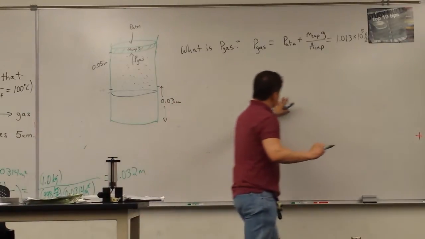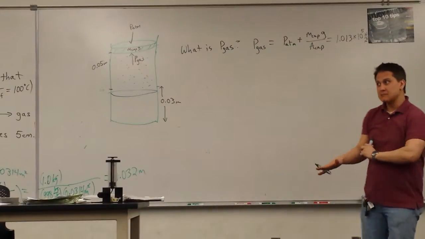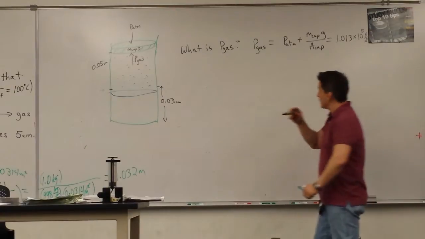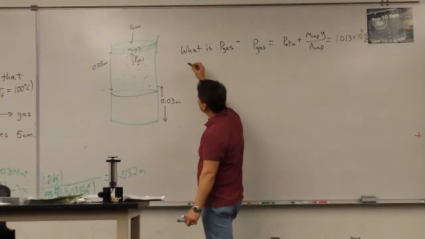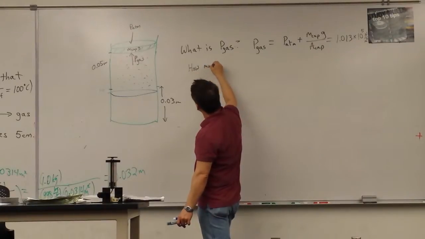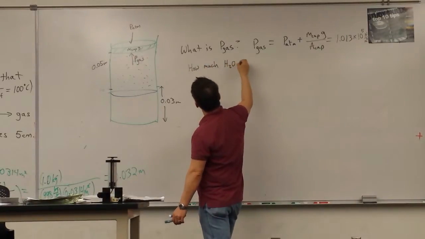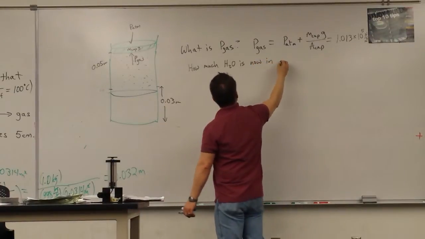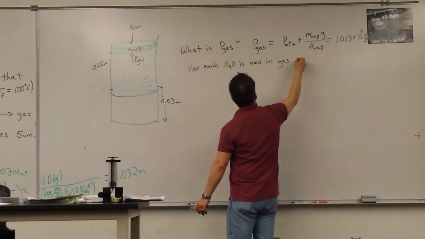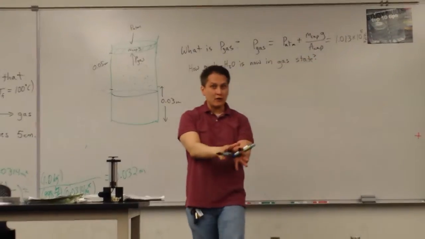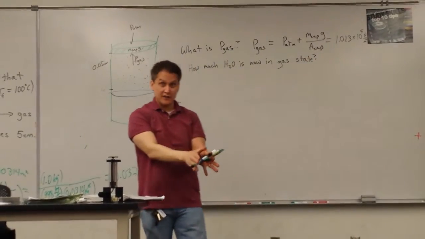Now, figure out some things. Let's make some better estimates here. Okay? To begin with, how much water is now in gas form? Okay? We need to know this in order to calculate the heat associated with phase change. We can't do it without it. Fair enough?